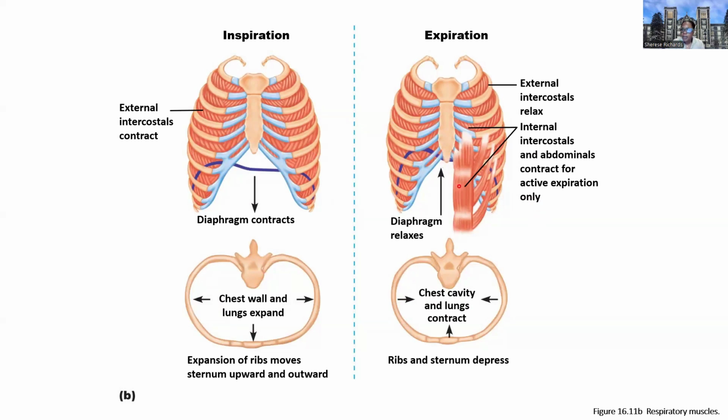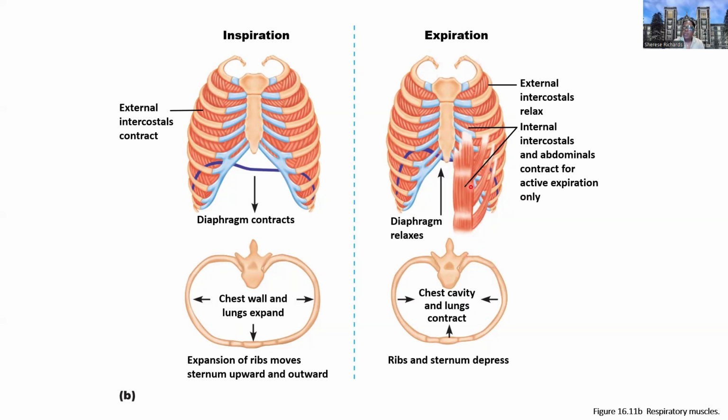And then just to point out the internal intercostals and the rectus abdominis muscles, these are usually only engaged with forced expiration. If you're in quiet respiration, let's say you're just breathing in and out passively in a relaxed state, you don't really engage any muscles for expiration. Expiration typically is a passive process.